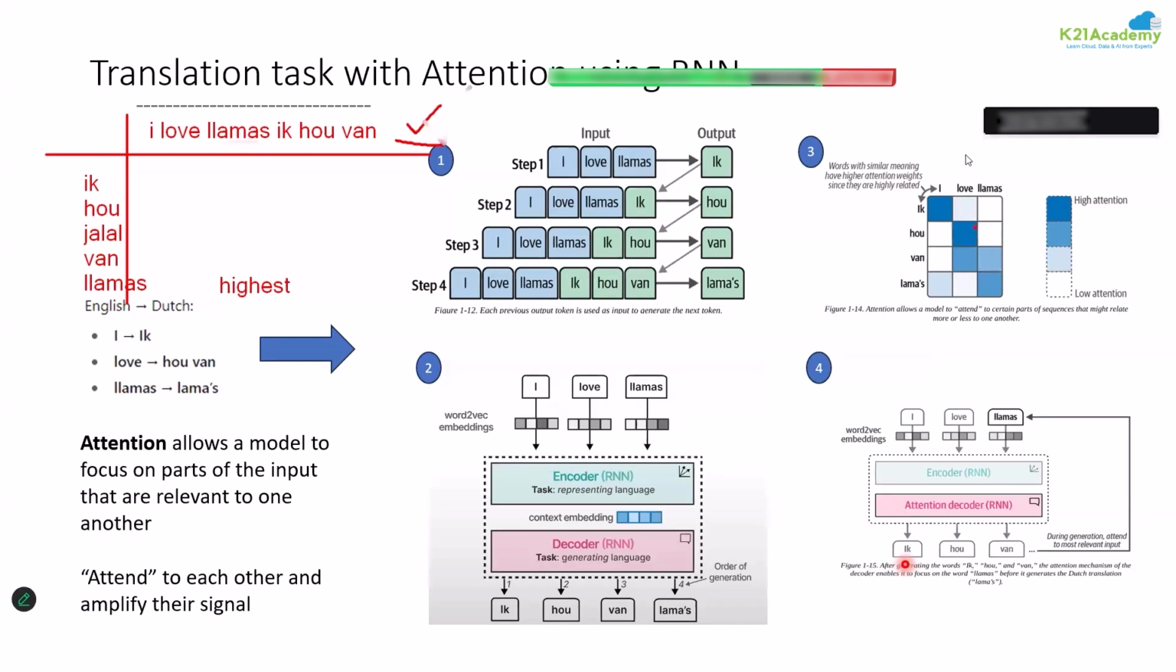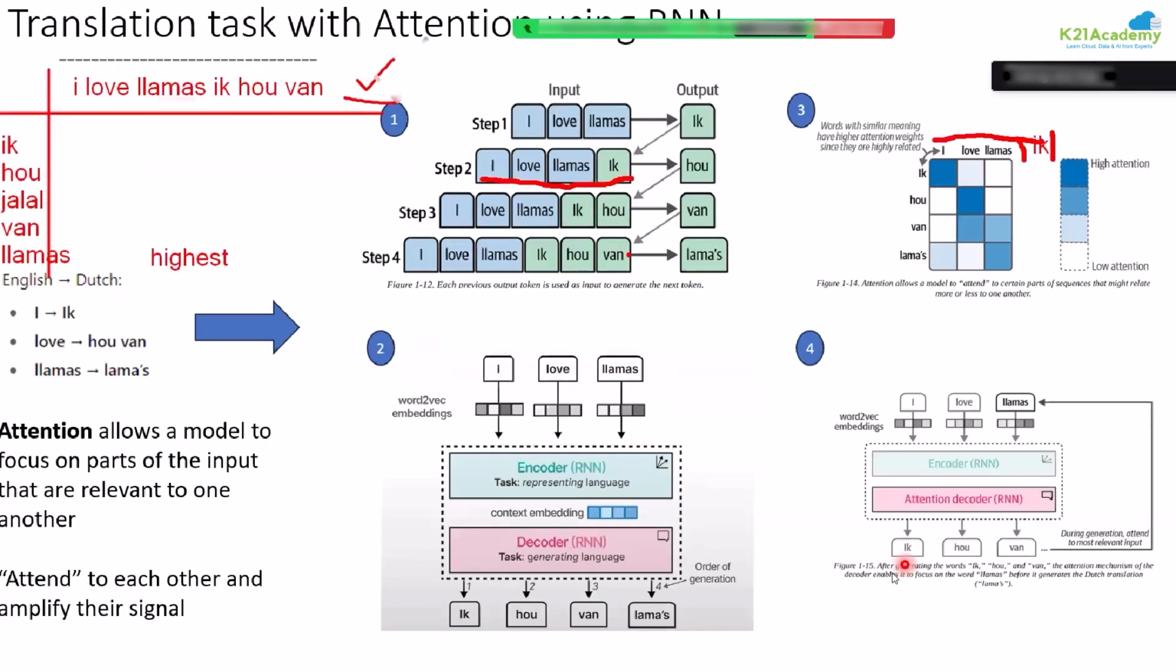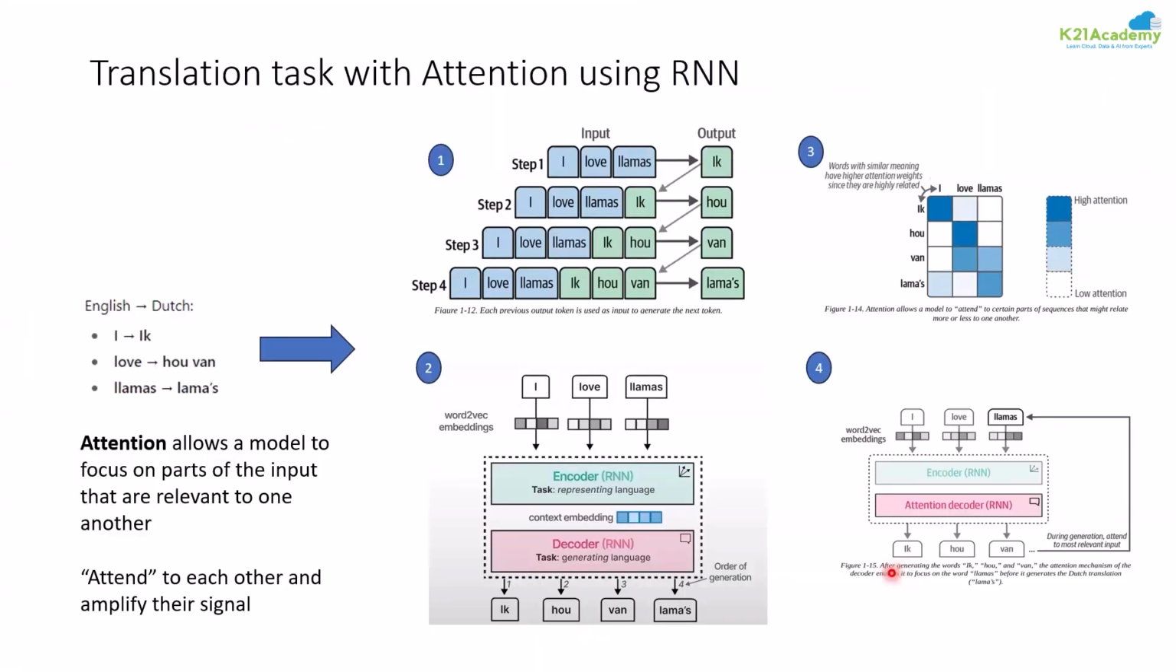When this was the case, to predict this word, which word would have been given the most importance? Tell me. Ik, right? And after ik, which word would have been given the most importance? I would have been given importance. That's the reason ik came. Then after I love llamas ik, just look at this sentence. To output the next word, you know that how should come, right? So which word will be given the most importance out of all four? Love.